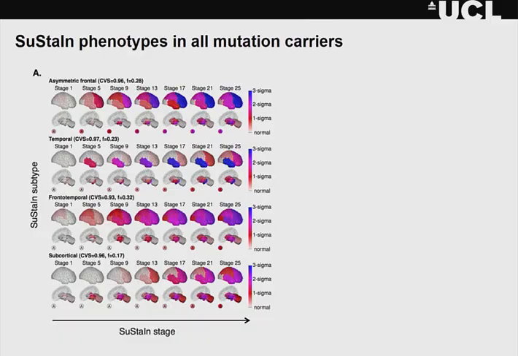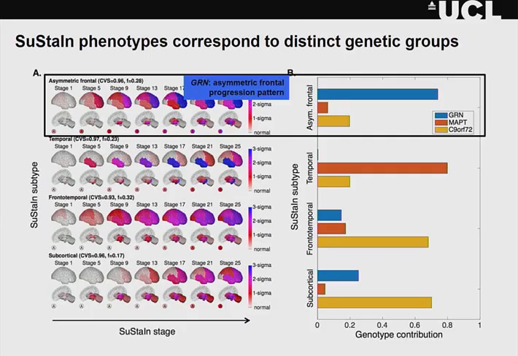Here, each row is a different subtype, with the stages going from left to right. Each region is colored according to its Z-score, with a Z-score of 1 in red, 2 in magenta, and 3 in blue. In the bottom corner of each of the little pictures, you can see a circle, and that indicates the asymmetry of the progression pattern. As we'd expect, we find that the asymmetric frontal progression pattern is mainly associated with the progranulin mutation carriers.